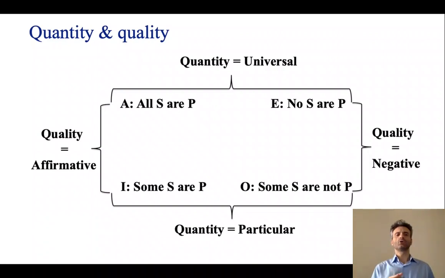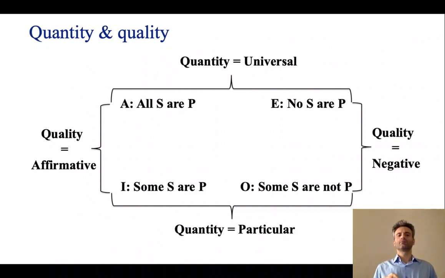Okay, let's go back to the quantity and the quality. The quantity can be universal or particular. A and E are universal, I and O particular, because they make particular statements.